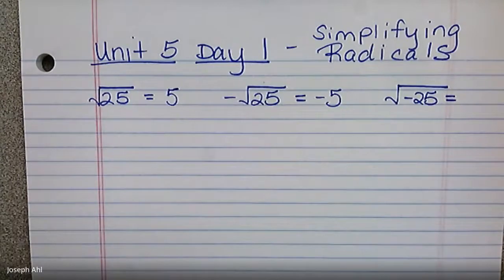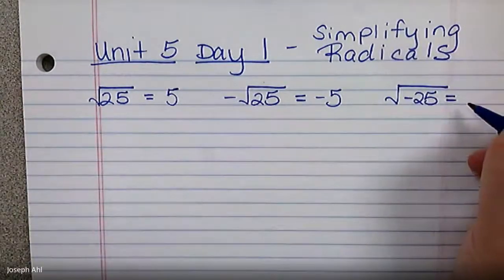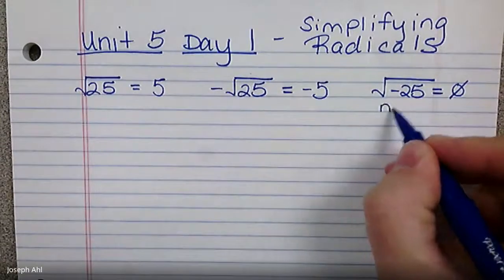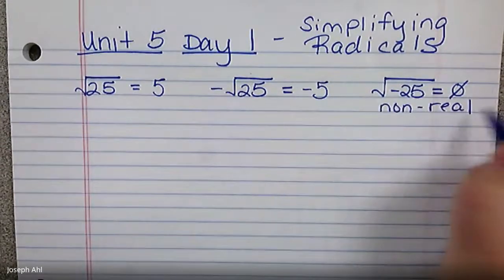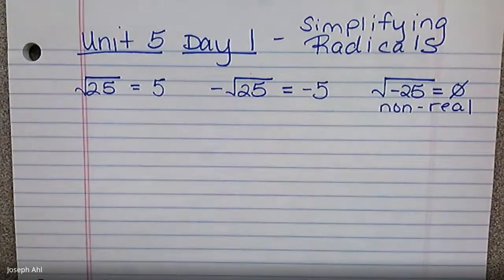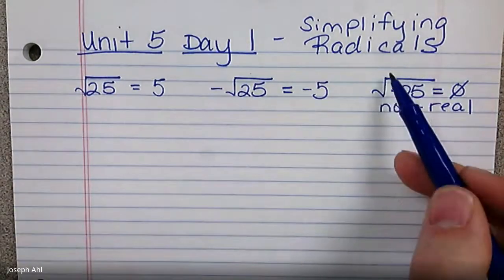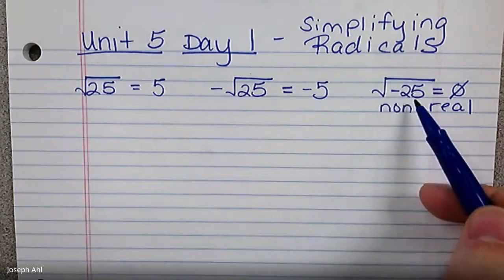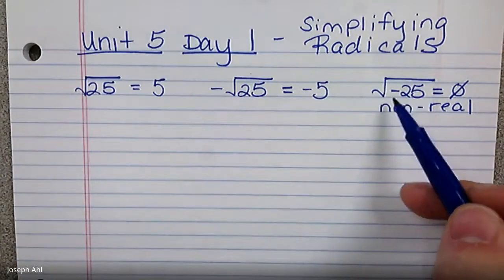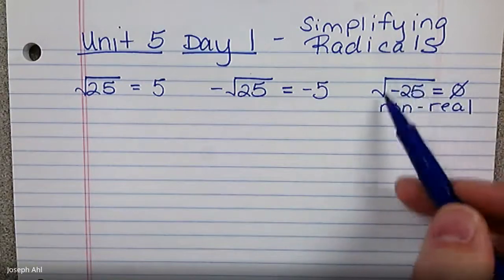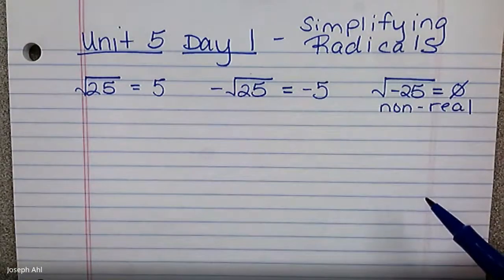And finally, if I take the square root of negative 25, the question is, what times itself is negative 25? Well, the answer is technically nothing, isn't it? It would be a non-real answer. So that will become something we eventually talk about in this unit, how do we deal with square roots of negatives? That's coming later on. But for now, we're just going to say it's not a real number, because nothing times itself will ever give you that negative result.